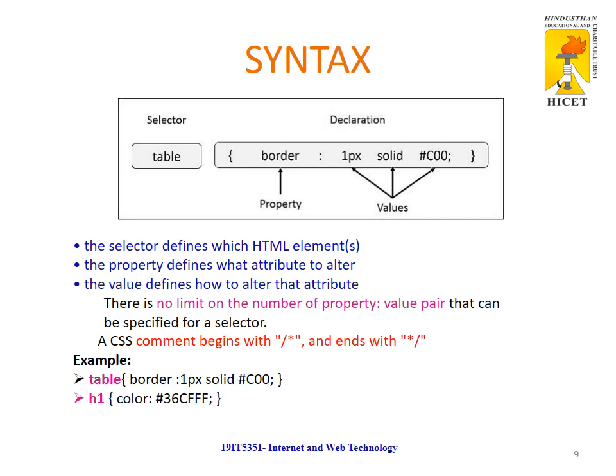In cascading style sheet, the comment symbol is slash star at the start, and it ends with star slash. In this example, table is the selector, border is the property, that is our attribute, and the value is 1 pixel solid. For the H1 selector, the property is color and it has the value 36C_FF.